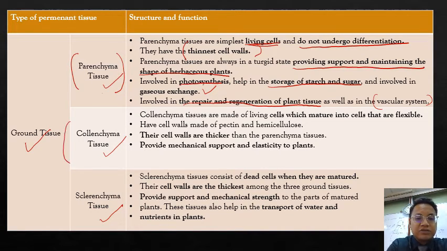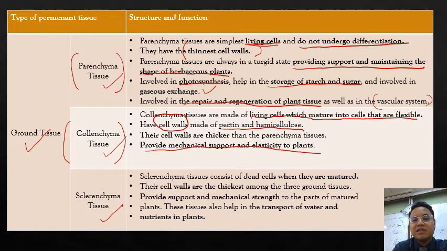Next is collenchyma tissue. Collenchyma tissue, similarly to parenchyma tissue, is made up of living cells which mature into cells that are flexible. They also have a cell wall. The cell wall is thicker than parenchyma tissue, and is made up of pectin and hemicellulose. The function of collenchyma tissue is to provide mechanical support and elasticity to plants.